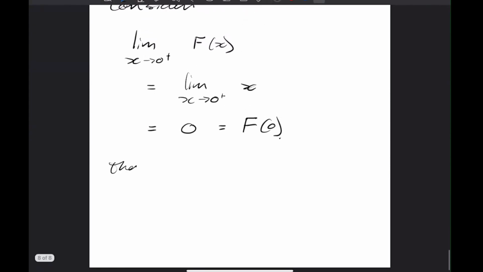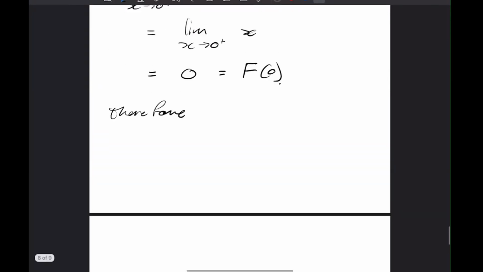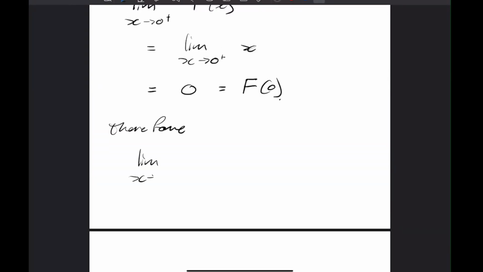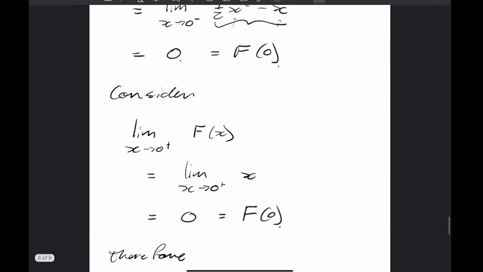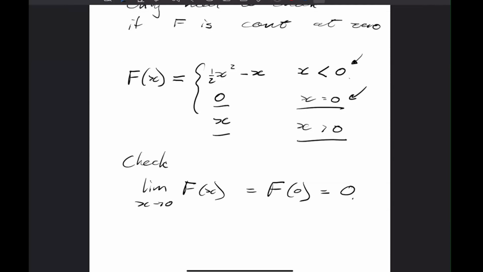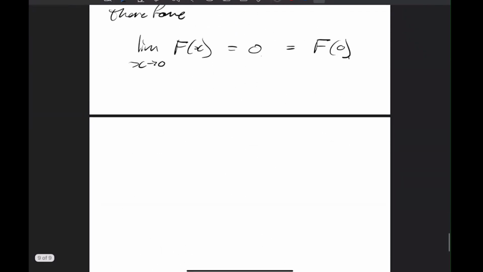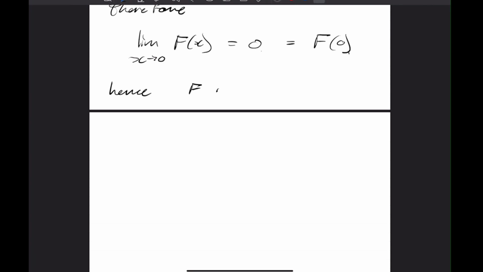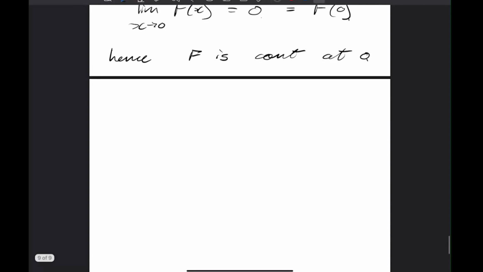So therefore, the limit as x tends to 0 of big F of x is equal to 0, but that is equal to the function value of big F at 0. So when x takes on the value 0, big F takes on the value 0. And hence, f is continuous also at 0. So we conclude that big F is continuous on all of R. Okay, that is it for this one.